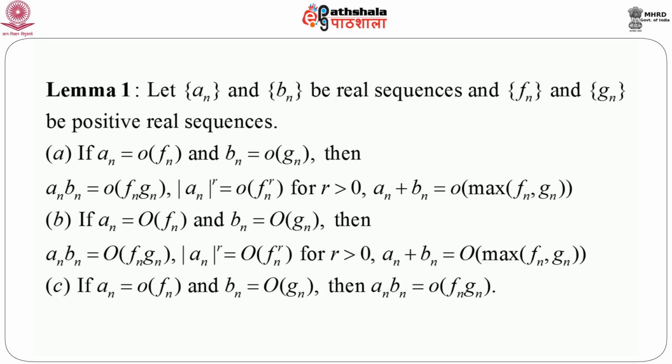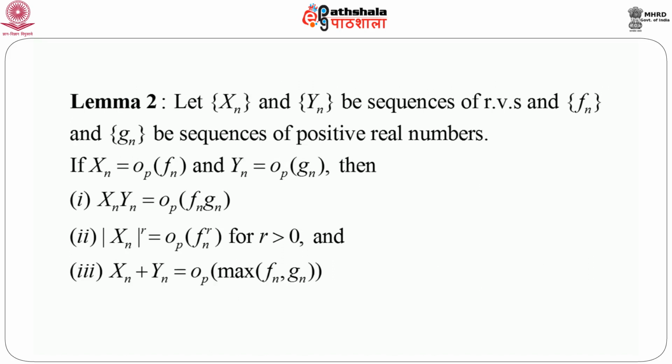The same type of results based on big O we can state as: if a_n equals big O of f_n and b_n equals big O of g_n, then a_n b_n equals big O of f_n g_n, a_n to the power r equals big O of f_n to the power r for r greater than 0, and a_n plus b_n equals big O of maximum of f_n, g_n. So one series of results is based on small o, and another series of results is based on big O. The next result is related to both small o as well as big O. If a_n equals small o of f_n and b_n equals big O of g_n, then a_n into b_n equals small o of f_n g_n.